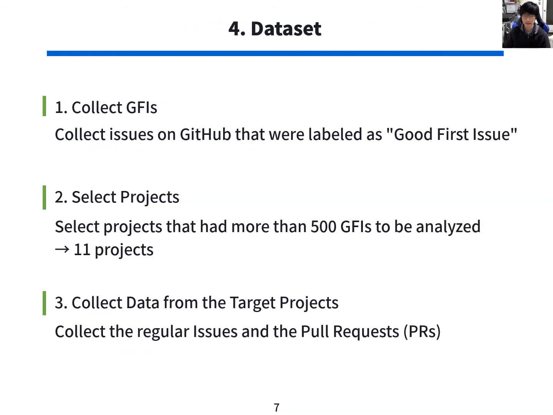This section describes the dataset used for the analysis. First, we used the Web API to collect issues on GitHub that were labeled as good first issue. Next, we selected projects that had more than 500 GFIs to be analyzed. This is to select projects that involved a large number of inexperienced developers. As a result, 11 projects were selected. Finally, we collected the regular issues and pull requests from these projects using the Web API again.